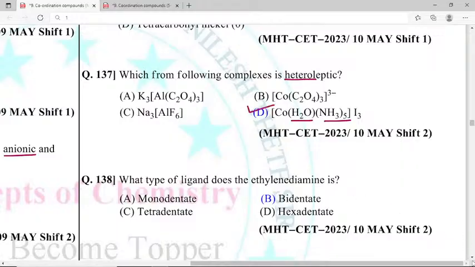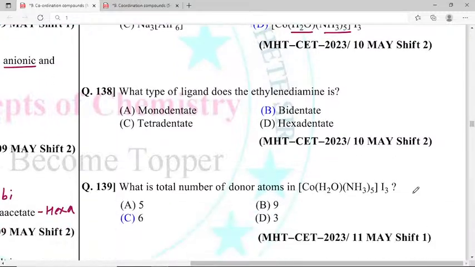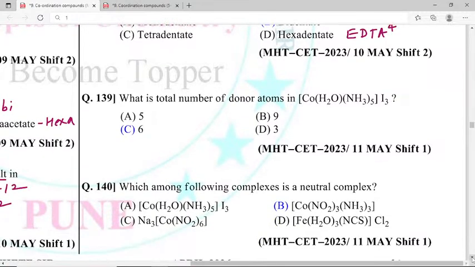What type of ligand is ethylene diamine? Ethylene diamine is called EN. EN is a bidentate ligand. Hexadentate is EDTA. Only EDTA is the answer. EDTA 4 minus. Monodentate, so many monodentate ligands.